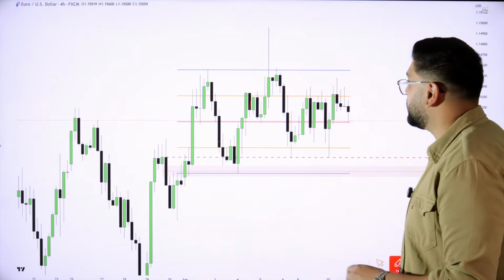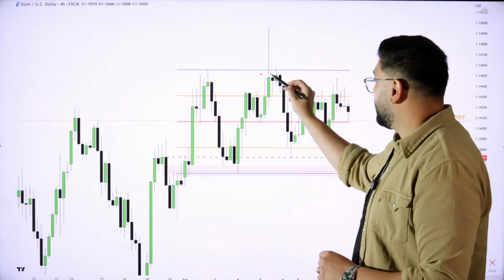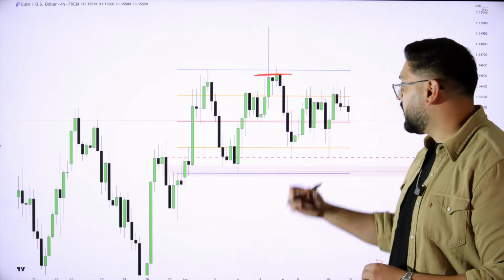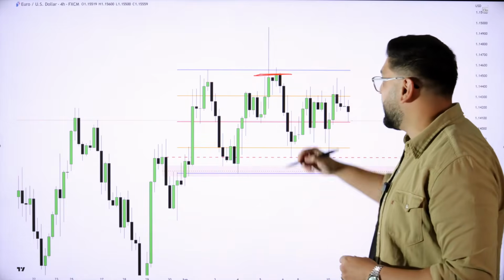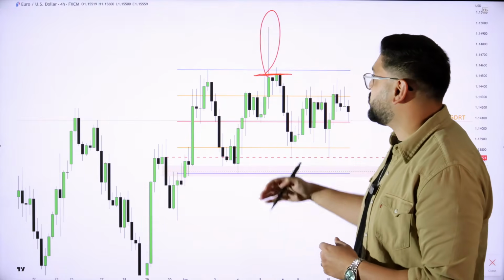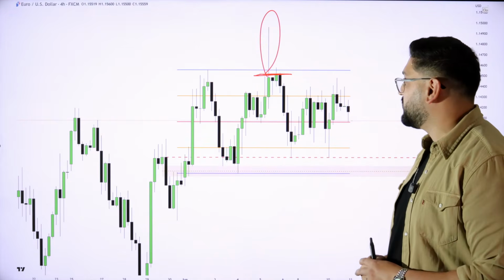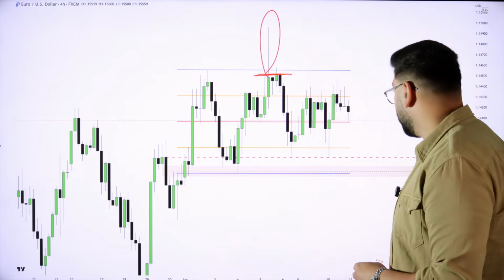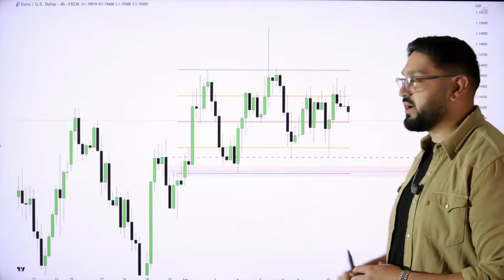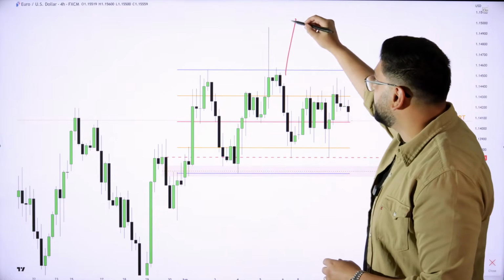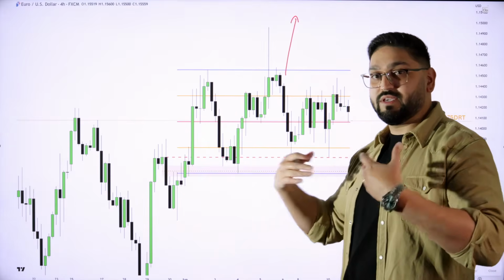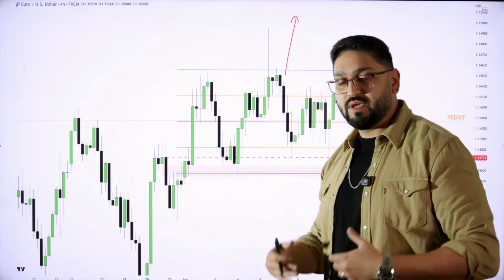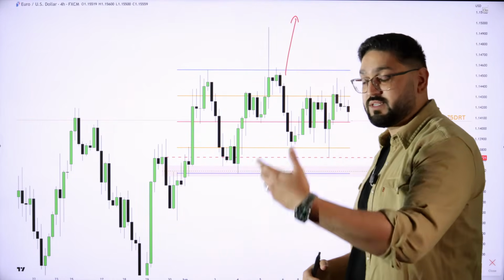Now, I want you to note something crucial here. You see these bodies, they're relatively equal. And we have this huge wick that has traveled outside of the dealing range. But the bodies close back inside of the dealing range. This is significant. This means that price isn't yet ready to move outside of the dealing range. Therefore, it is waiting for something to occur. It's waiting for a specific time.